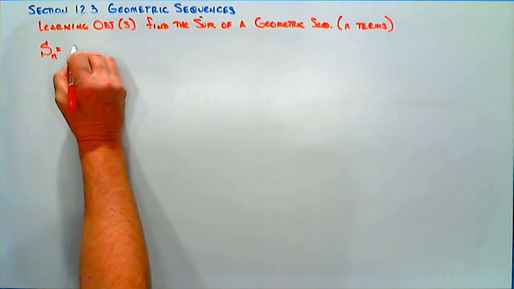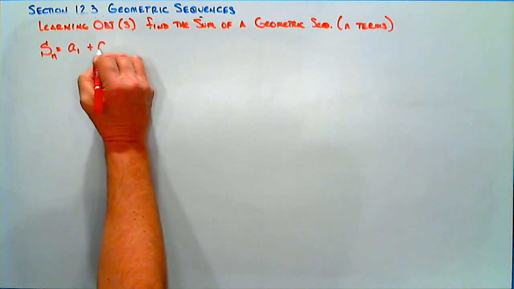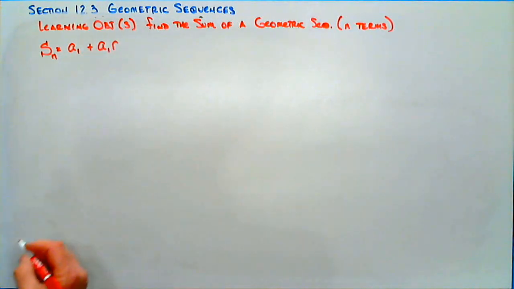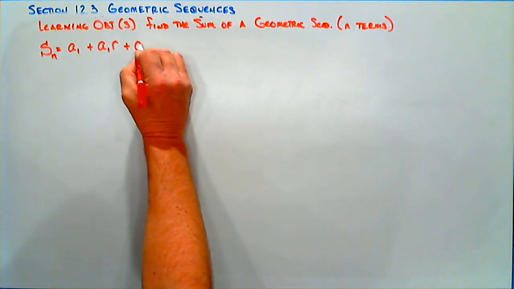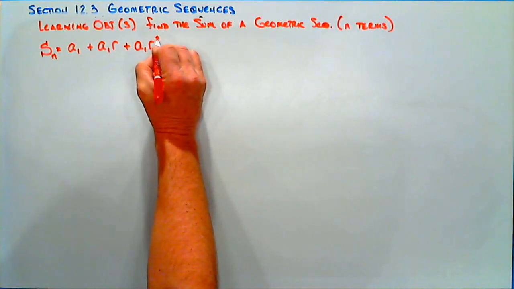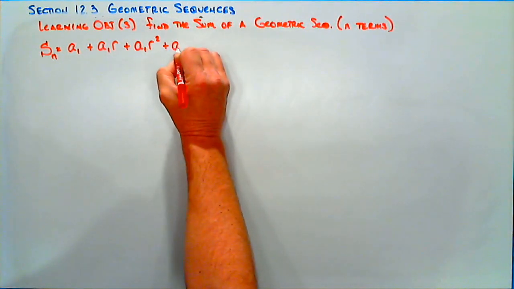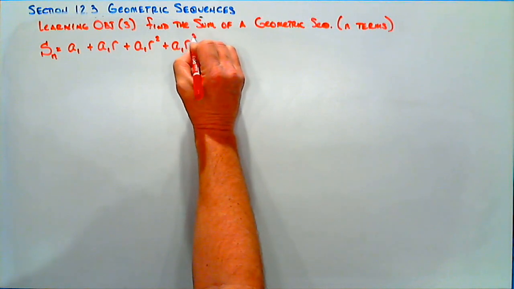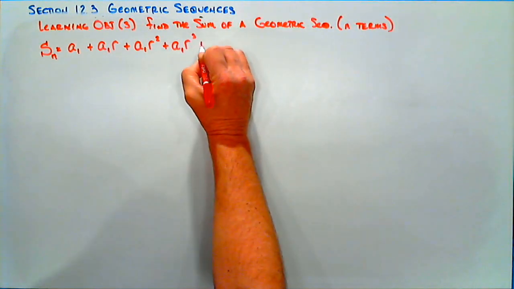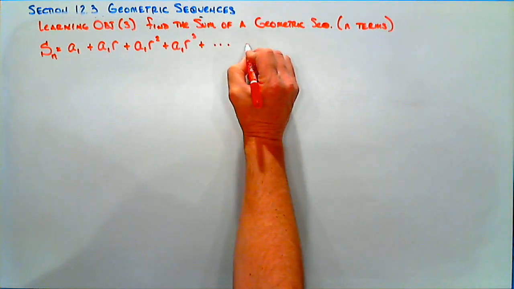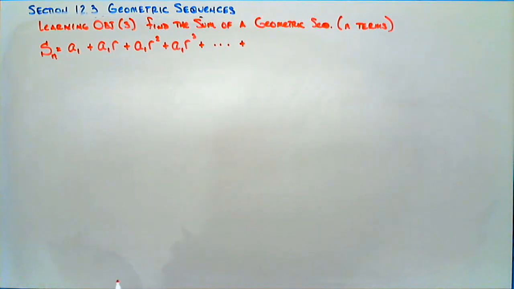So what does this look like? It looks like a1, my first term, plus my second term is a1 times r, isn't it? What's my third term? Well, my third term is a1 times r squared, right? And then I have a1 times r to the third. And this keeps going, doesn't it? Just like the last time, it keeps going. We know what our last term is going to be, right?